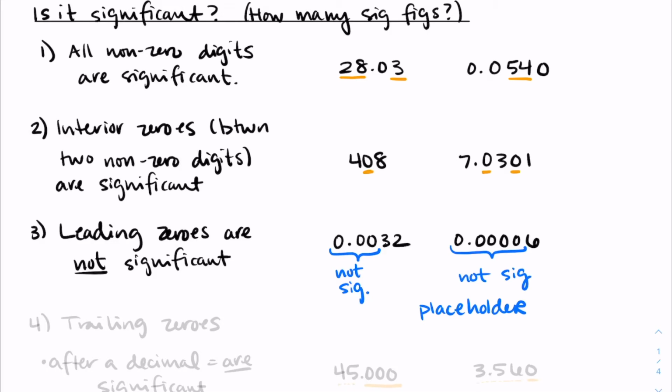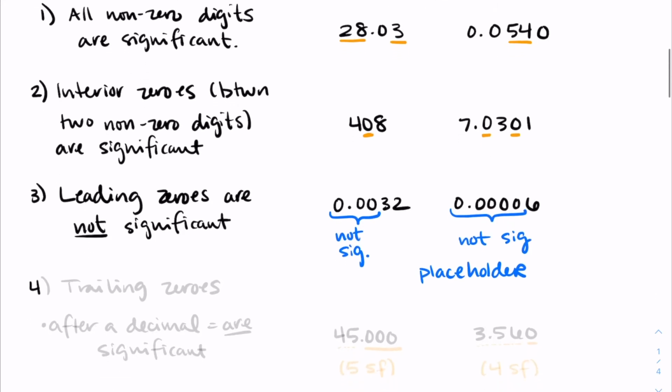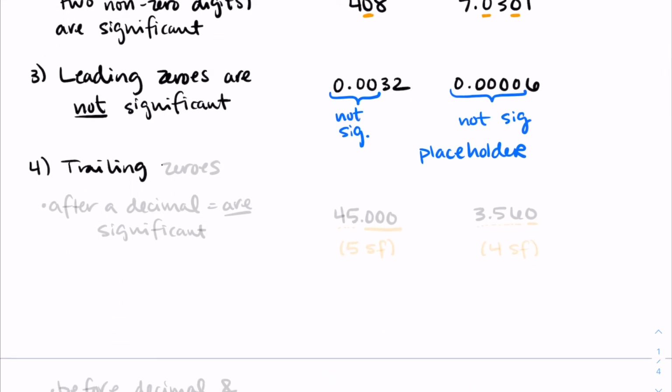Now, trailing zeros have two different cases. I'm going to say two cases plus one unclear case that we're going to do our best to rectify. So if you have a trailing 0 after a decimal place, it is significant. So 45.000. Those zeros don't need to be there to tell you the value of the number. We could have just written 45 and you would understand the magnitude of that number.